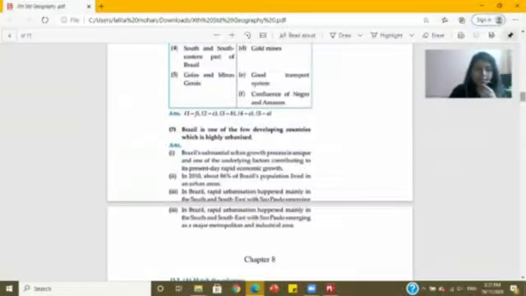The question is, Brazil is one of the few developing countries which is highly urbanized. Answer, Brazil's substantial growth or urban growth process is unique and one of the underlying factors contributing to its present day rapid economic growth. In 2010, about 86% of Brazil's population lived in urban areas. In Brazil, rapid urbanization has happened mainly in the south and southeast, with Sao Paulo as an emerging major metropolitan as well as an industrial area. So these were the corrections from chapter 7.